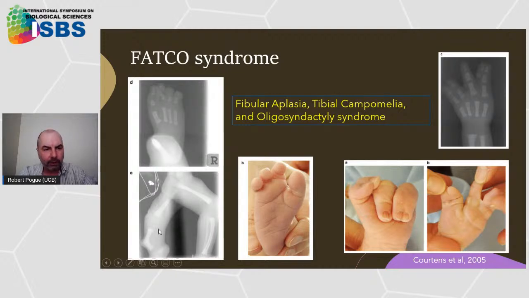Tibial campomelia, and this is bowing of the tibia here in the lower limb, and also oligosyndactyly, which we can see here both in the photos and in the x-rays. Oligosyndactyly suggests that you have missing bones in the phalanges, and also that you have fusions. So we can see here that we have missing phalanges, and we also have fusions in the hands and also in the feet.